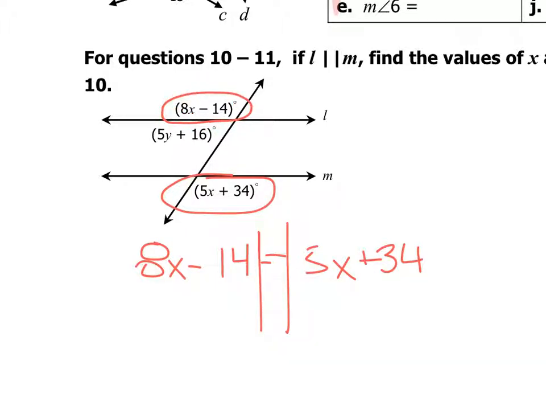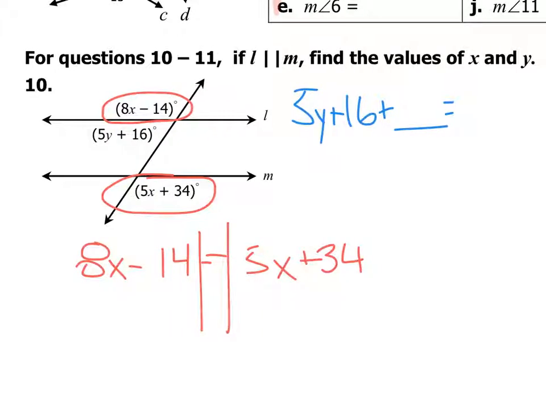And then you're going to set up another problem with the y. 5y plus 16 plus whatever you get there equals 180, because those are a linear pair. These two are linear pairs. They're side by side and they make a straight line. And solve for y.